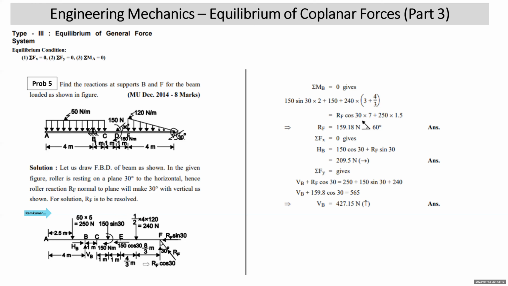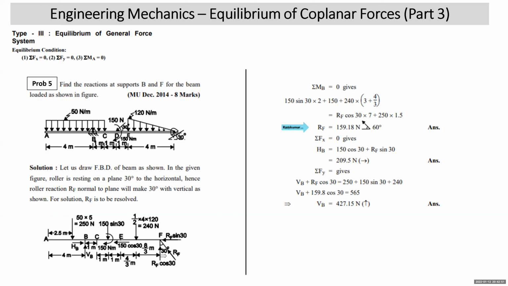All right, then the clockwise moments are over. RF cos 30 is at a perpendicular distance of 7 from B, so it will give an anticlockwise moment. RF cos 30 into 7 will give anticlockwise. And this 250 Newton force, left of B, since we are taking sigma MB, will also give an anticlockwise moment. What is the perpendicular distance? 1.5. How do you get 1.5? 4 minus 2.5 is 1.5. So it gives you an anticlockwise moment, 250 into 1.5.